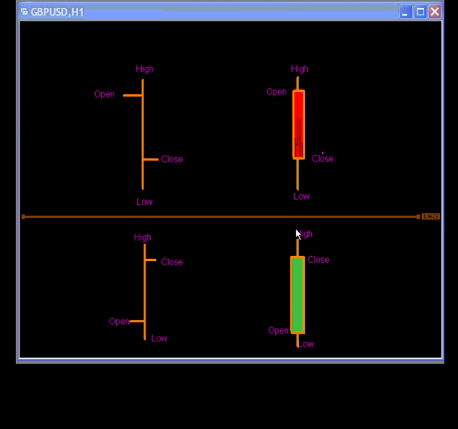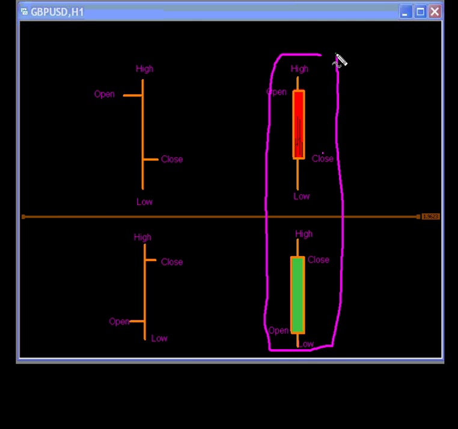In this video I'm going to explain the differences and similarities between the different types of price charts. We're going to look at bar charts, candlesticks, and a line chart. On the left side of the screen I have two examples of bars, and on the right side I have two examples of candlesticks.